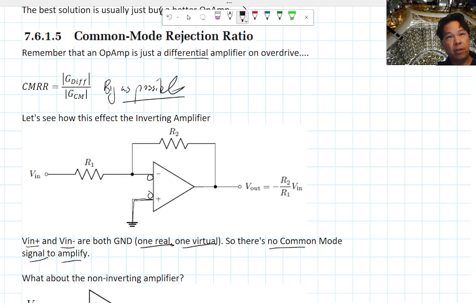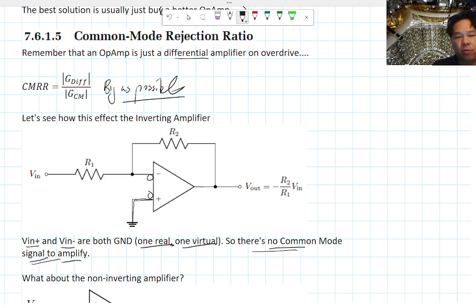So the inputs of the amplifier are both going to be 0, constant. You're not going up and down. You're also not having an offset up or offset down that the amplifier will amplify. So in this case, there's no common mode signal between them to amplify, and therefore this common mode rejection ratio doesn't actually matter.